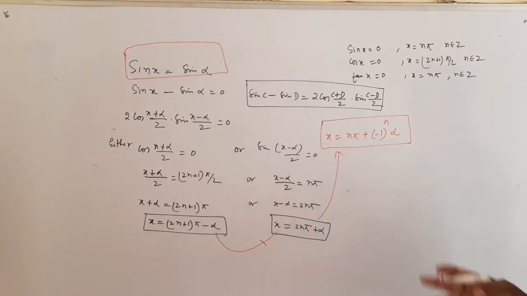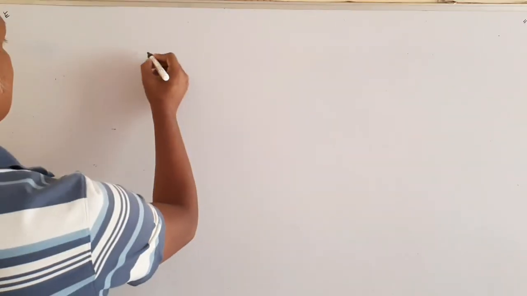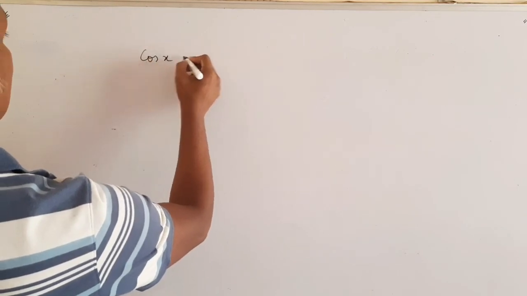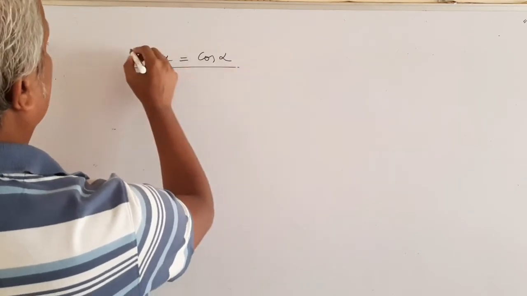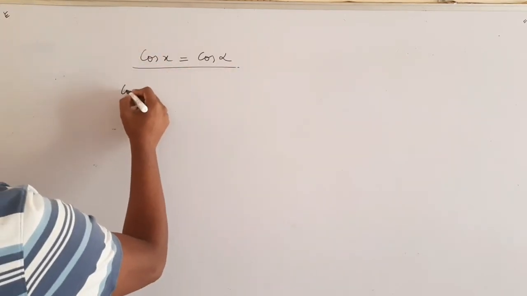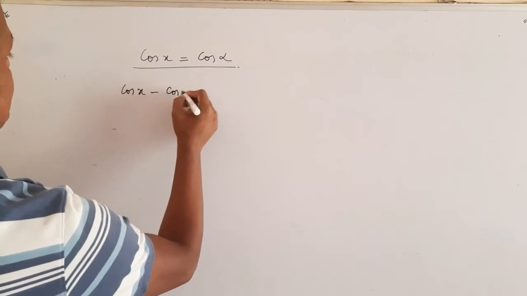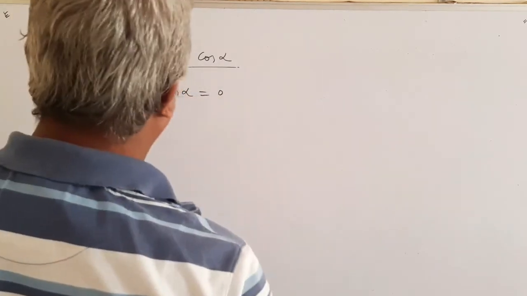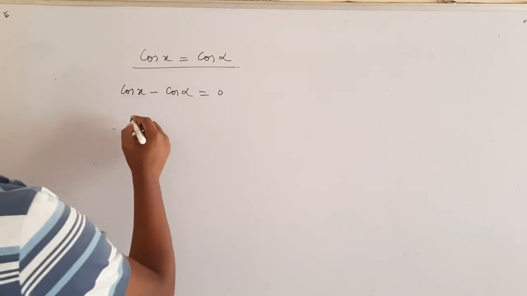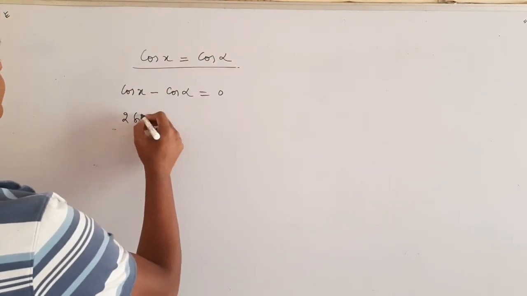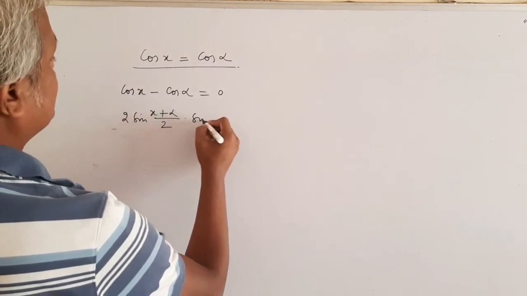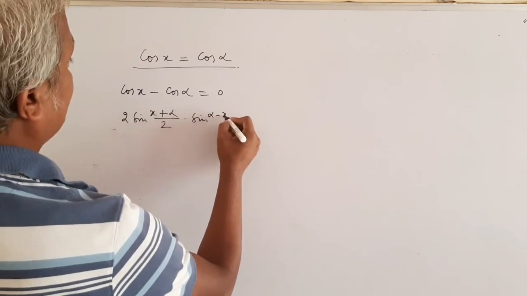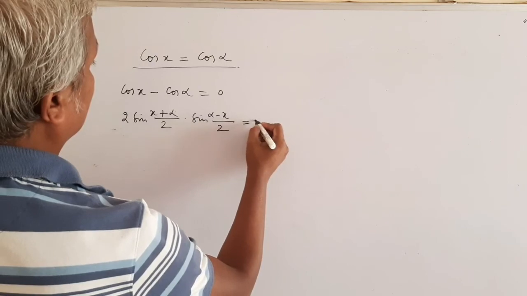Now after clearing this, I will solve another equation, that is cos x is cos alpha. So now we are going to solve another form of equation, that is of the form cos x is cos alpha. Now how to do that? The same way, cos x minus cos alpha is 0. So if you try to solve this, you'll get 2 sine (x plus alpha by 2) into sine (alpha minus x by 2) equal to 0.